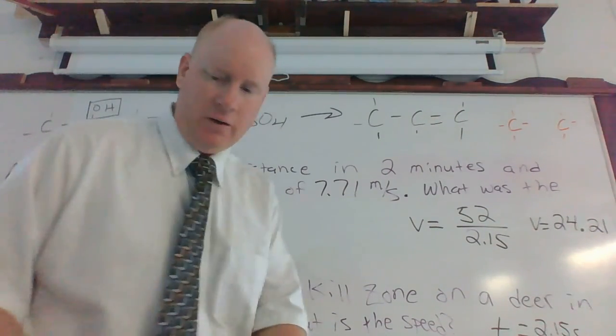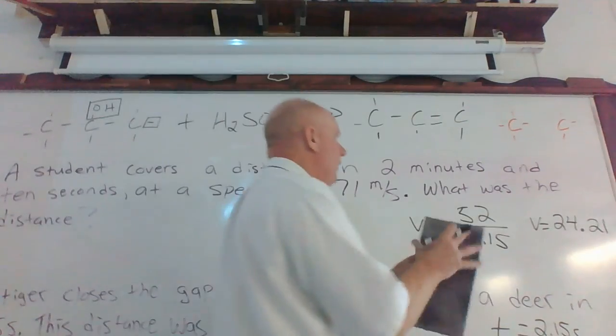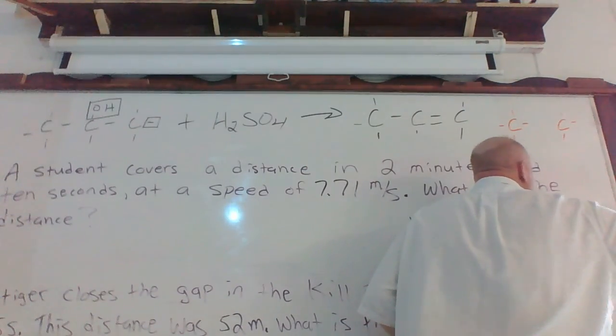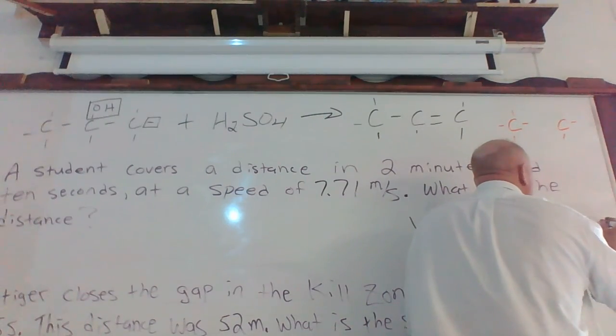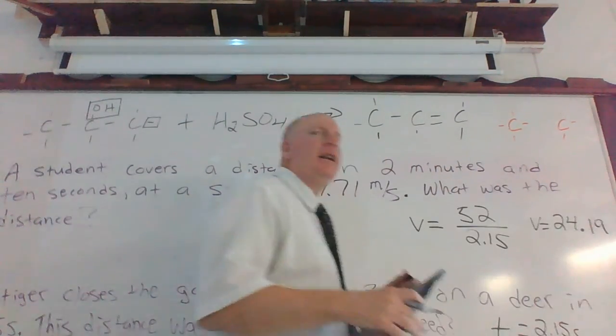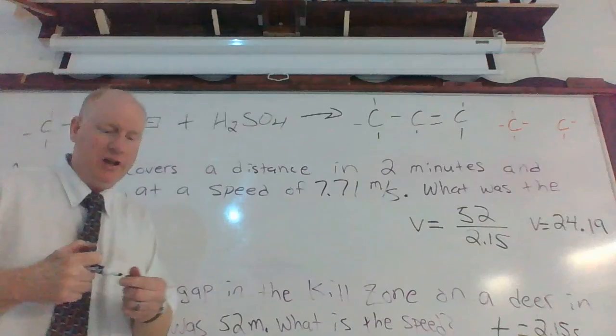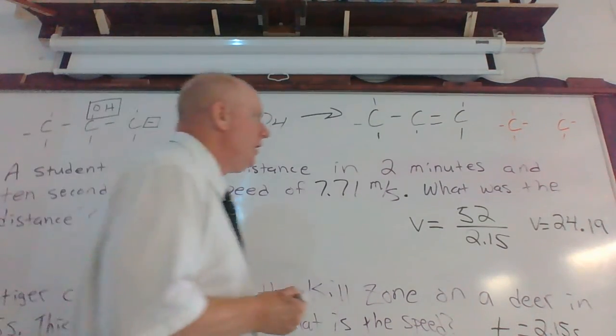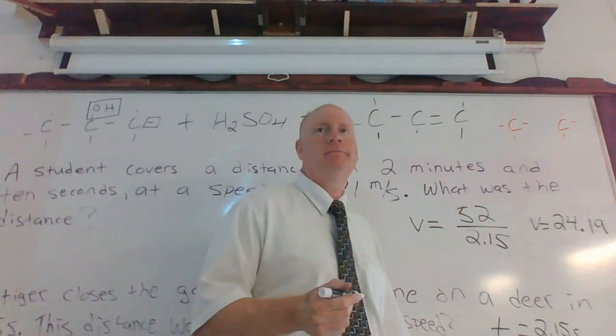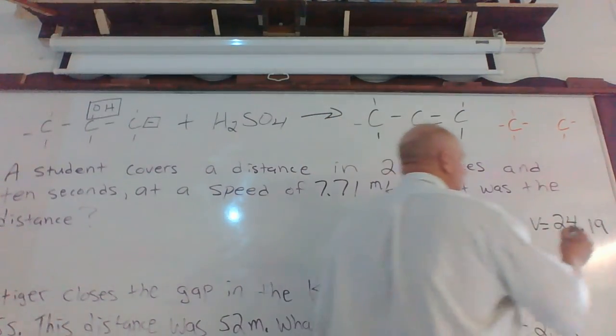24.186. So what that does then, you did say 19. I thought you were telling me that's what the calculator was saying, not what the answer was. My apologies. Okay, so now we got our answer, 24.19. How do we label that? Meters per second. Okay.